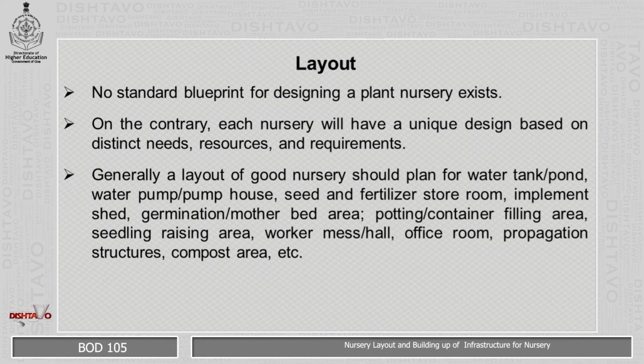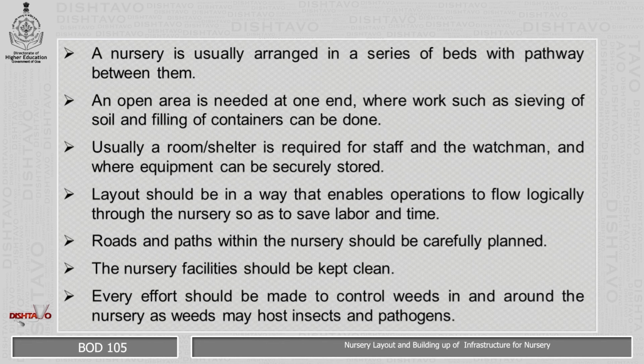Propagation structures and composting can save a lot of money through recycling of the nutrients of the organic waste generated. So all these things should be planned in a nursery layout. A nursery is usually arranged in a series of beds with pathways between them. The plantlets are arranged in a series of beds, and there are pathways in between for working on the plants, and also for taking them out for final planting or inspection at various stages.